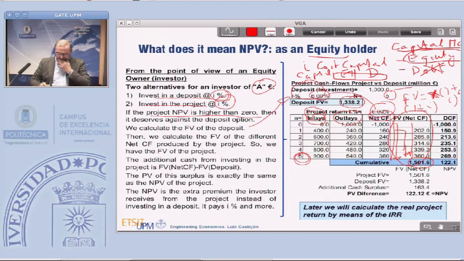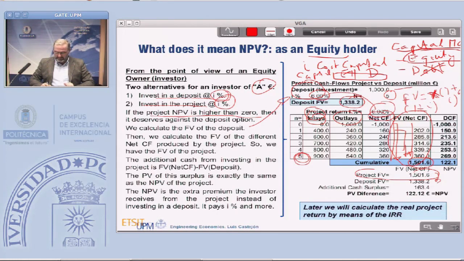So as you see, from that point of view, the decision is clear, because this project has a future value of 1,500 euros, which is higher than the future value of the deposit, which is 1,338 euros. So definitely we'll choose the project to invest in, because as you see here, the future value of the investment is higher than the deposit one.